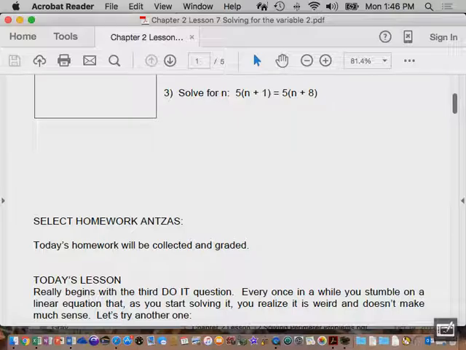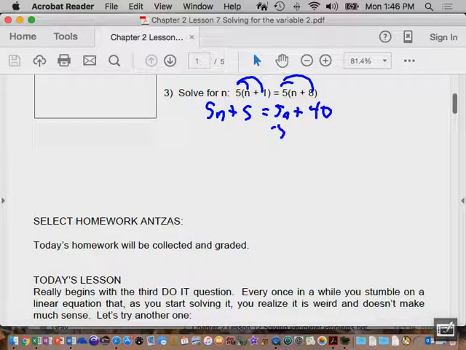Now, let's take a look at number 3. So we take a look at number 3, and we know what to do. We see a number outside of a parenthesis. As soon as I see a number outside of a parenthesis, what do I always get to next? Multiplication. What do I do here? Distribute. 5 times n is 5n, and 5 times 1 is 5. So then I go over here and I say, oh, look, I got to do it again. Okay. So 5 times n is 5n, and 5 times 8 is 40. And I go, that's an opposite side, opposite operation. I got this. Yeah. Minus 5n.